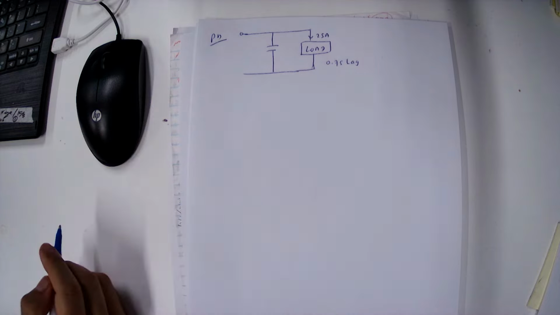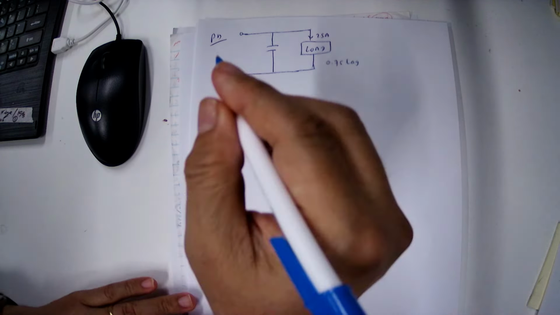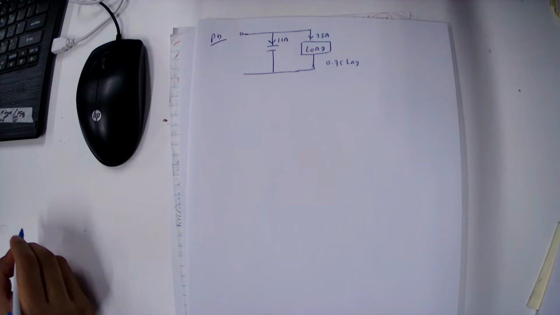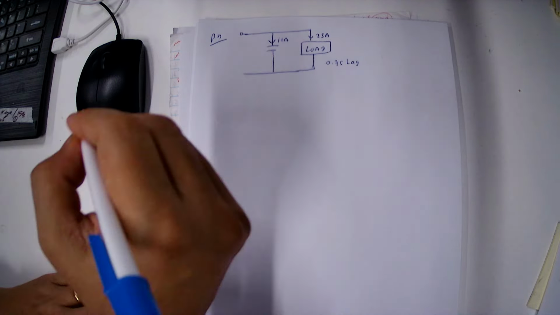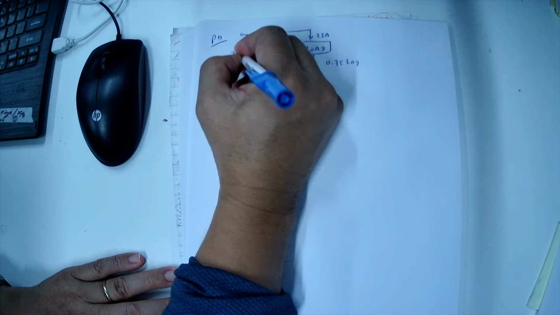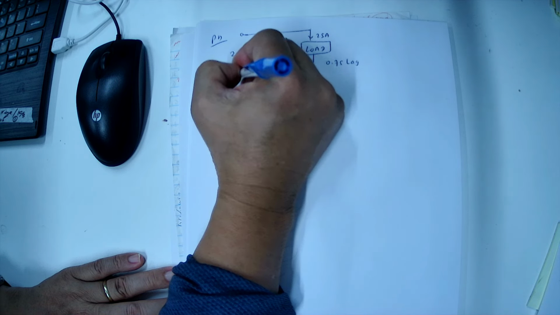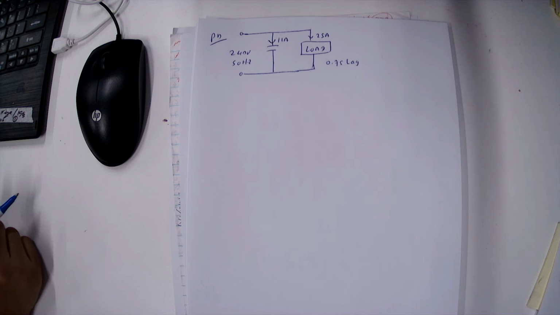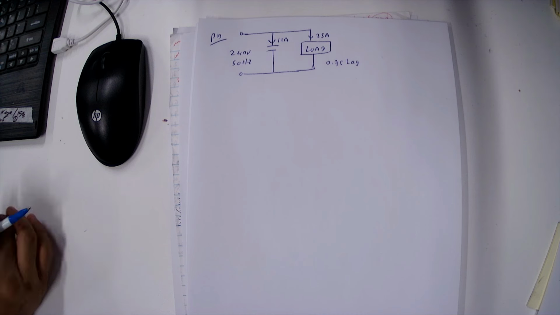And also the power factor improvement capacitor. The capacitor is 11 MVAR. We connect a 240 volt supply and 50 hertz. So we have to calculate the supply current. We need to calculate the phase angle, the power factor, and the apparent power. More things have to be calculated.